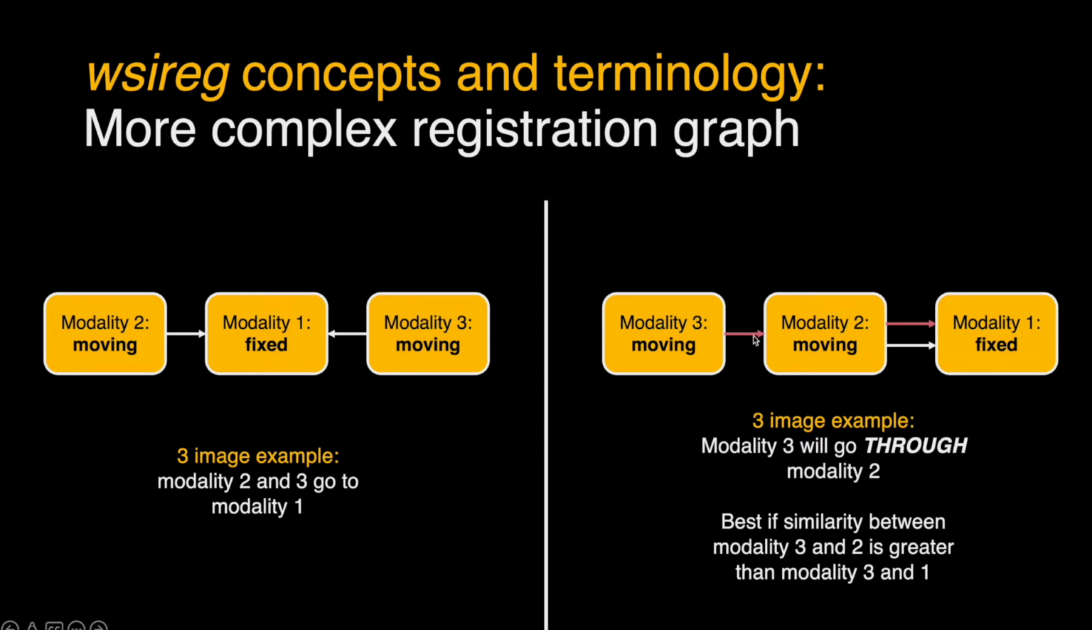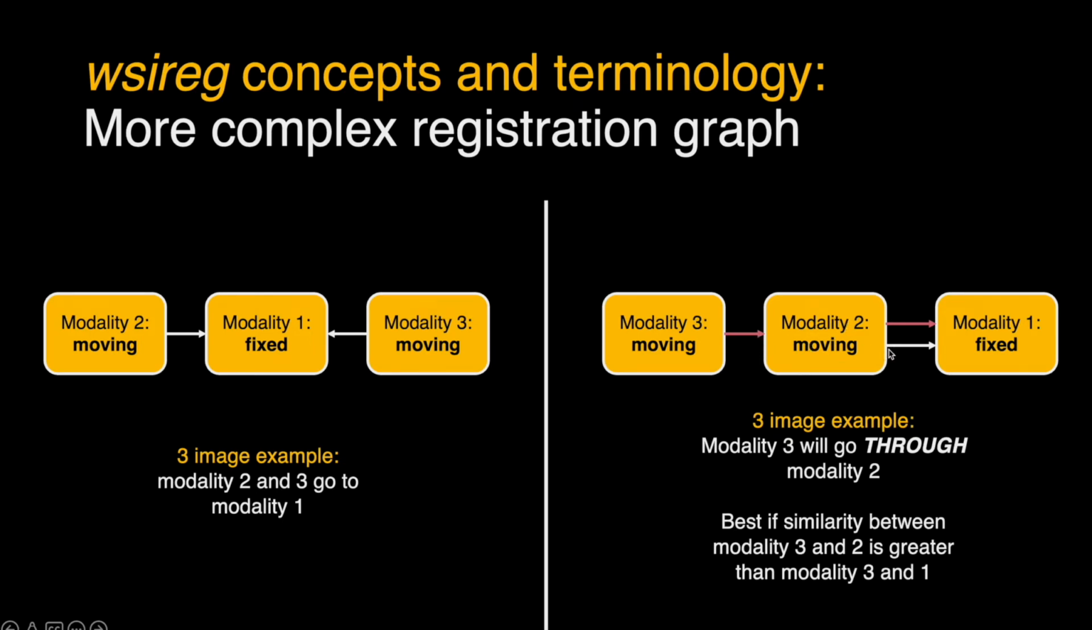Now what you can do with WSIReg that's interesting and oftentimes useful is do indirect registration. So in this case, we can imagine a scenario where we have modalities 1, 2, and 3. Now modalities 2 and 1 are more similar, so we'd like to register them together, but we'd also like to put modality 3 registered with modality 1. The problem is that modality 3 looks nothing like modality 1, but does look a little bit like modality 2. So in this case, we can do an indirect registration, where first we register modality 2 to modality 1, and then we register modality 3 to modality 2, but we concatenate the transformations.